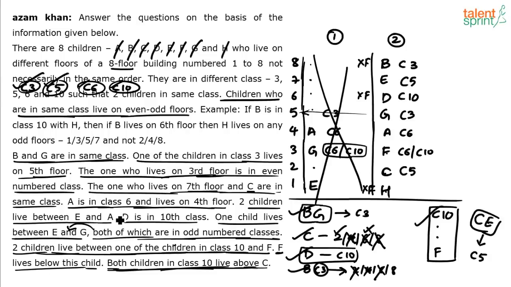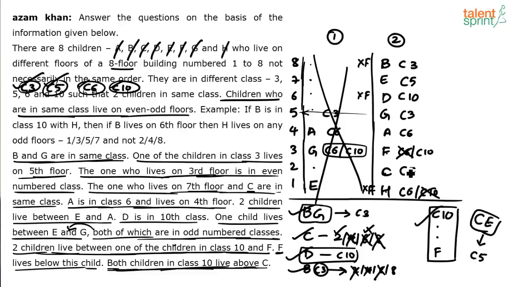Right? What is left out? Class 5 is done. Class 3 is done. So class 6 one person, class 10 other person. Now this should be either C6 or C10. Now we know that both the children in class 10 live above C. So this cannot be class 10 because this becomes below C. So this cannot be class 10, which means this is class 6. If this is class 6, this cannot be class 6.